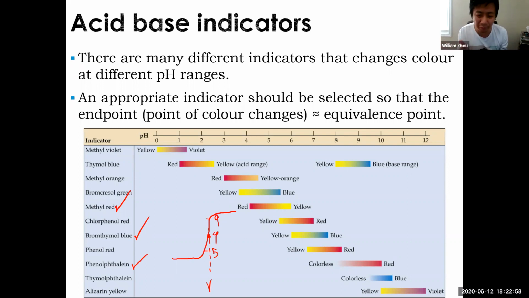So that's why phenolphthalein, an indicator that changes color at pH 9, is the most commonly used indicator. It doesn't have to be 7. It's good enough. You're not going to use methyl violet.